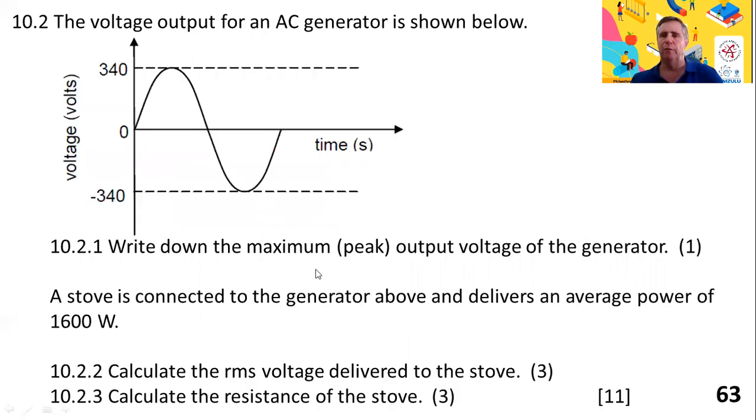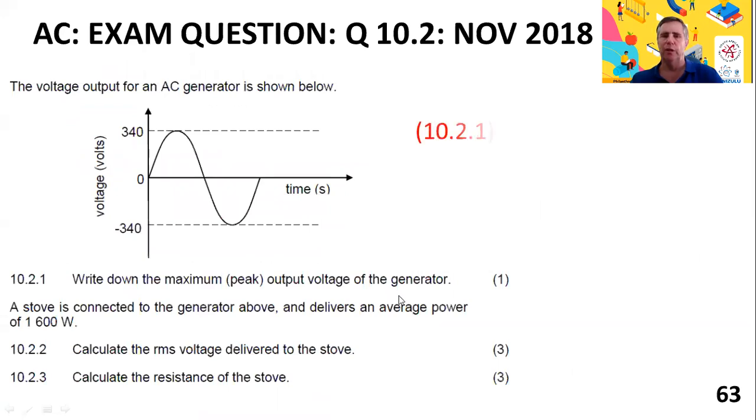10.2, the second half of the question with some of the AC calculations. You're given a graph of the voltage output for an AC generator. And first of all, you're asked to write down the maximum or peak output voltage. Now that's quite simple. You just read it off the graph, and that's 340 volts. If you said minus 340, you'd still get the mark because that's the peak negative voltage.